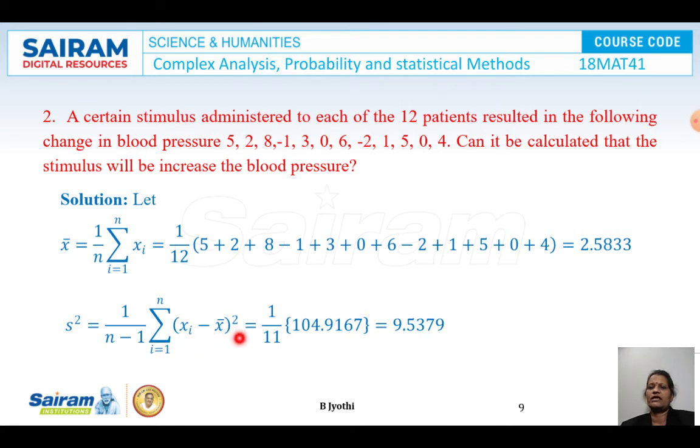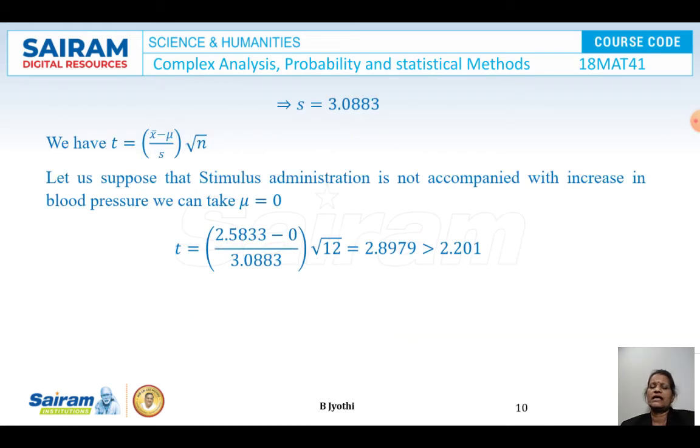Now let's calculate the s square, which is 1 upon n minus 1 into summation of xi minus x bar the whole square, where n value is 12, so n minus 1 is 11, that is 1 by 11 into 104.9167, which is equal to 9.5379. How to calculate this s square I have already explained in the previous problem. Now, s value is equal to 3.0883 and we have the formula for t is equal to x bar minus mu divided by s into root of n.